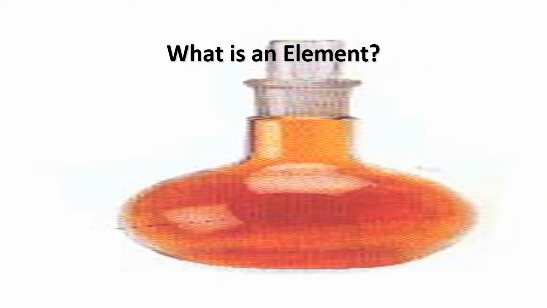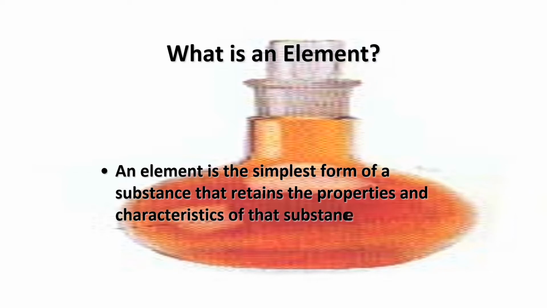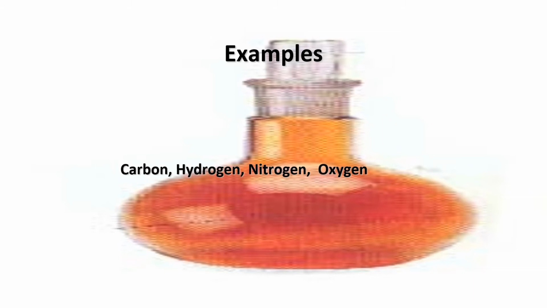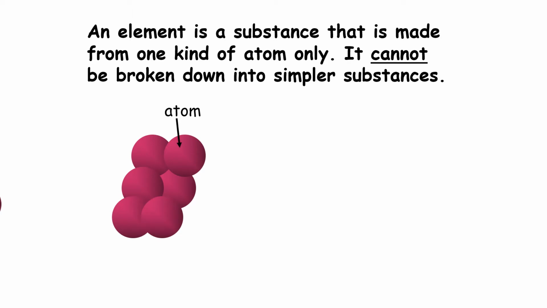What is an element? An element is the simplest form of a substance that retains the properties and characteristics of that substance. Examples of elements. So we have here carbon, hydrogen, nitrogen, and oxygen. An element is a substance that is made from one kind of atom only. It cannot be broken down into simpler substances. So we have here the illustration of an element.